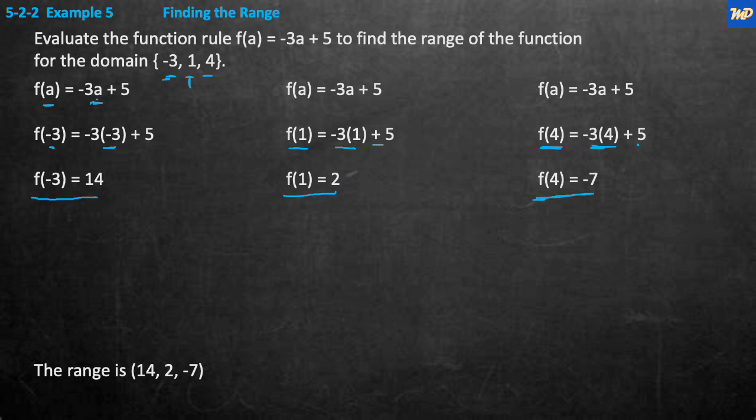So what are the range values? We have our domain values right here. The range values are way down here. We collected them. The values are 14, 2, and negative 7.